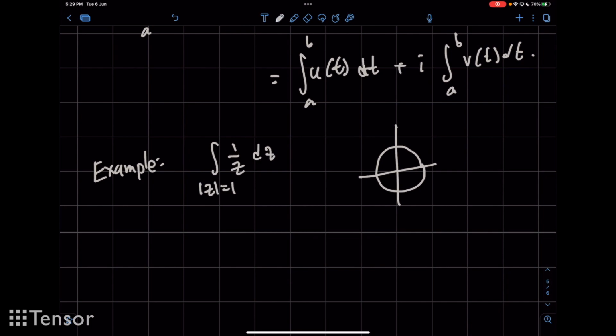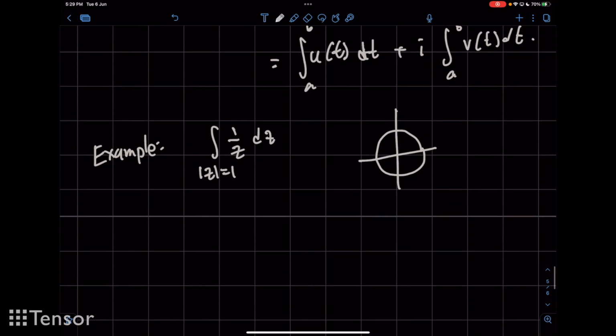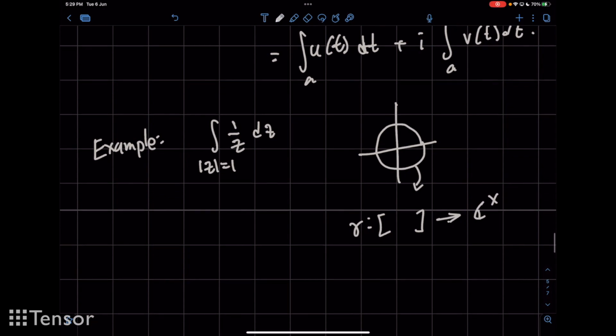So how do I do it? First of all, I need to parameterize this curve. So how do I parameterize this curve? Yes, that works. For that, I need my closed interval to be from 0 to 2 pi, and gamma of t is e to the power it.